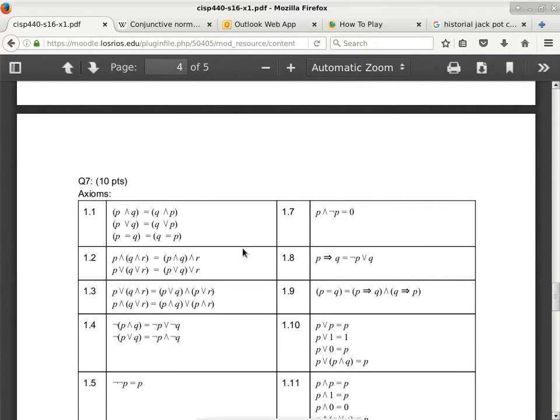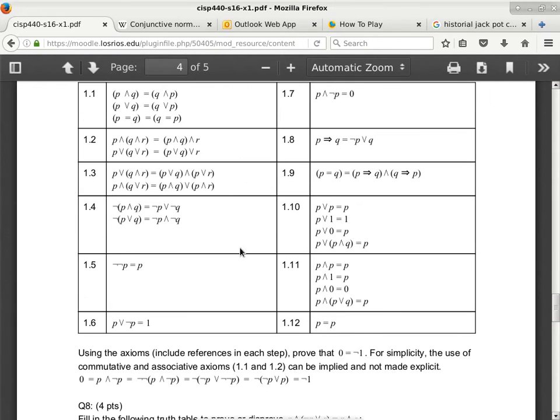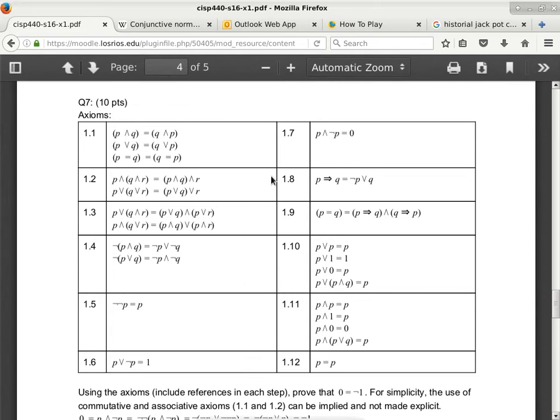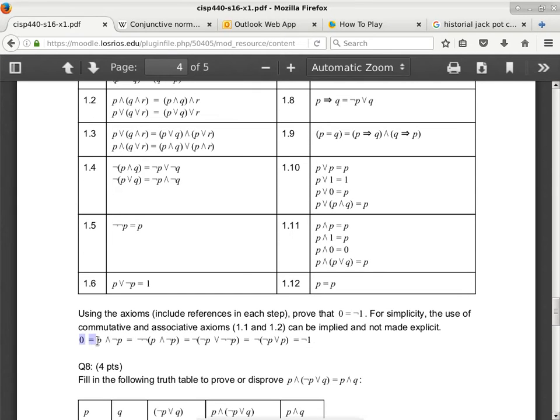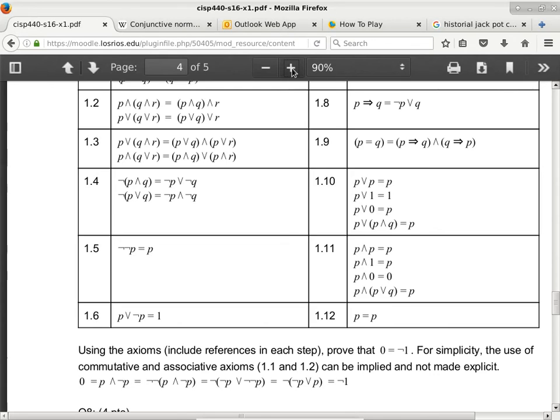So these are the axioms of Boolean algebra, and you can see that nowhere in here does it say anything about not false is true or not true is false. So the way we prove that is we start with this one here. Okay, so I'm not sure whether you guys can read this part. Let me zoom in a little more. There we go. One more time.